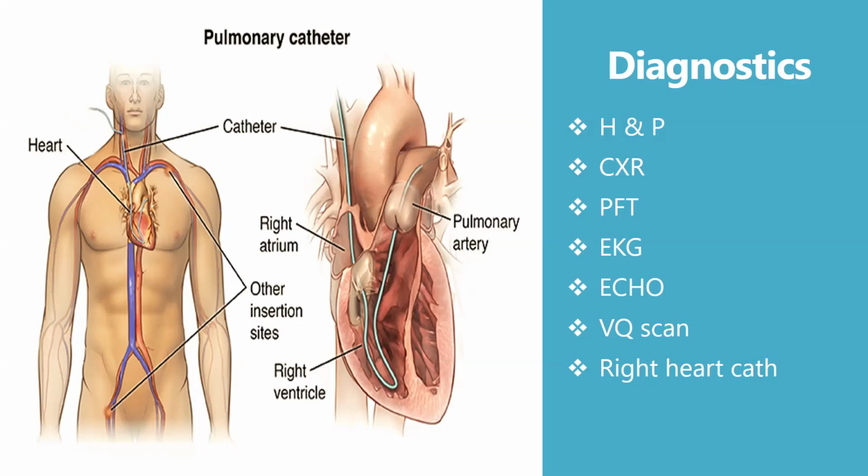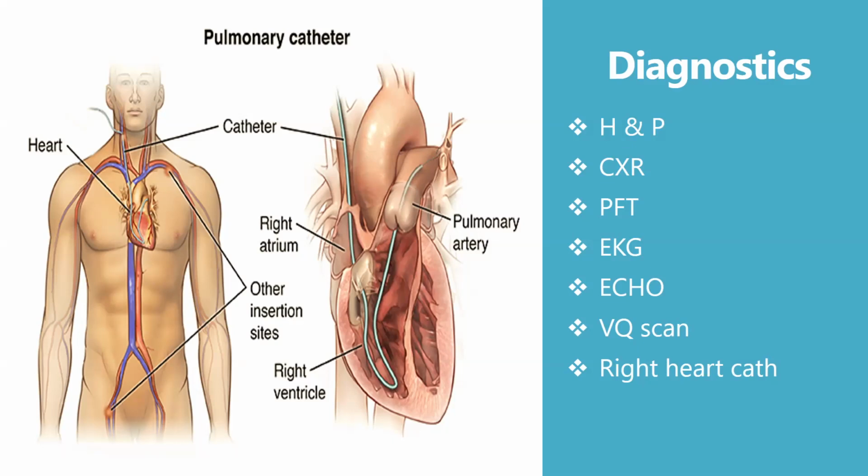VQ scans: you see the V and you see the Q. Q is the ventilation perfusion. Are we able to ventilate our lungs and get the oxygen where it needs to be? And are we able to perfuse? Is the heart able to pump it, to perfuse it?